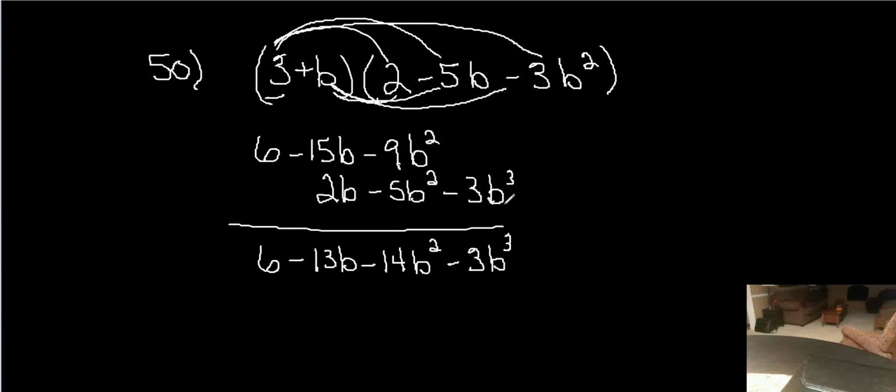Okay, and then watch for a directive on your homework set to see if they want you to write this in descending order. If we wanted this written in descending order, what would it look like? Well, I'd have to put it in descending order. The largest is this degree of 3 here, so that would be negative 3b cubed minus 14b squared minus 13b plus 6. Okay, and that would be written in descending order.